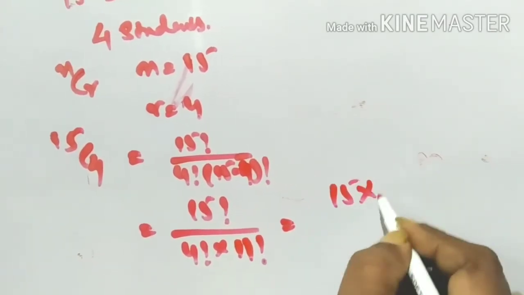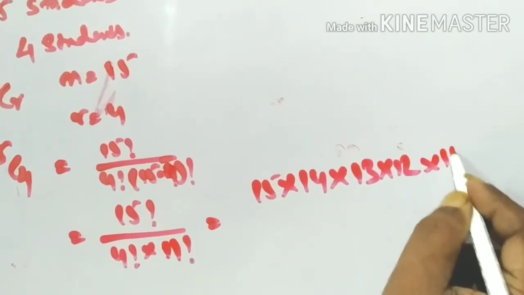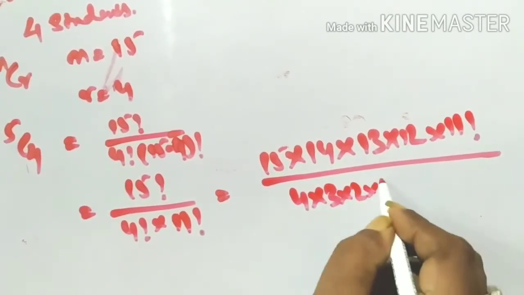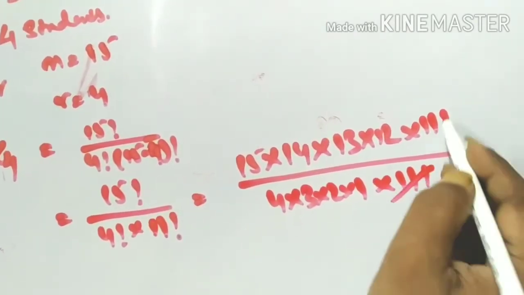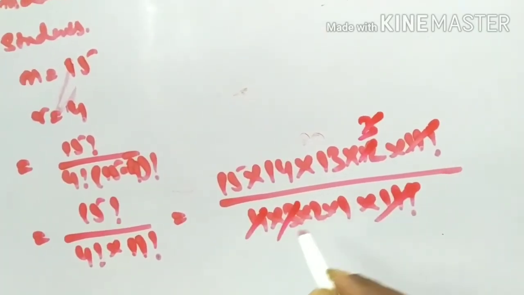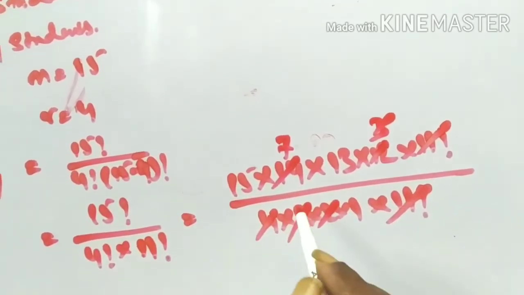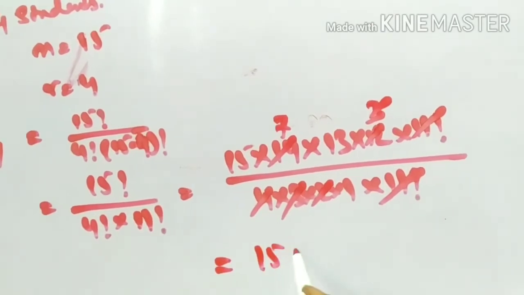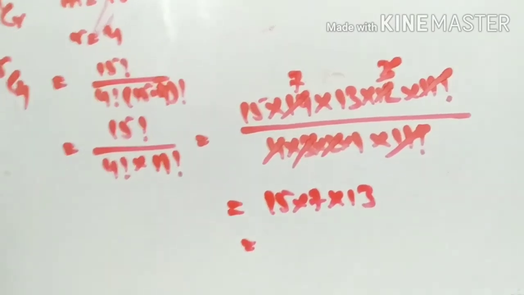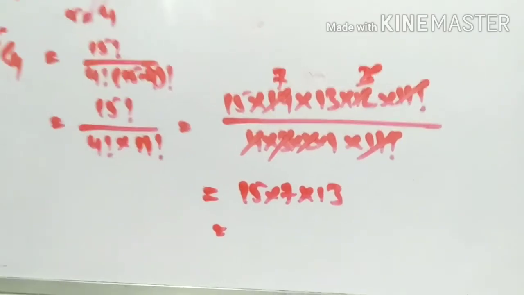Now 15 into 14 into 13 into 12 into 11 factorial divided by 4 factorial, that is 4 into 3 into 2 into 1 into 11 factorial. This cancels out. 4 3s are 12. Now 3 cancels out. Now 2 7s are 14. Now the remaining numbers are 15 into 7 into 13.